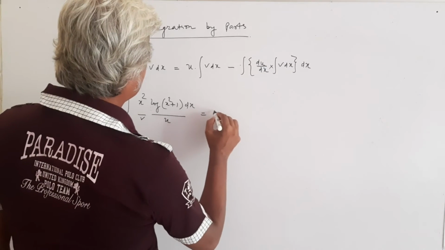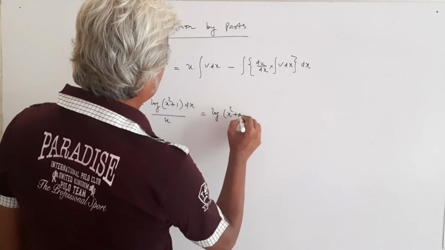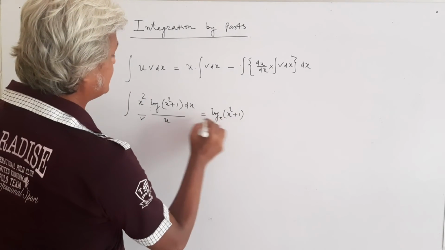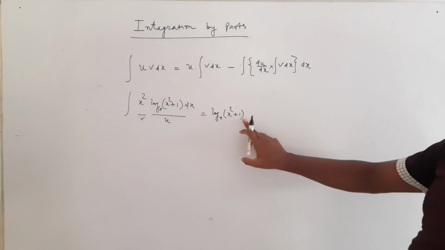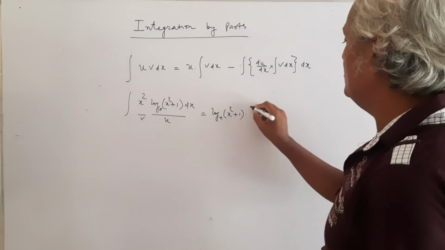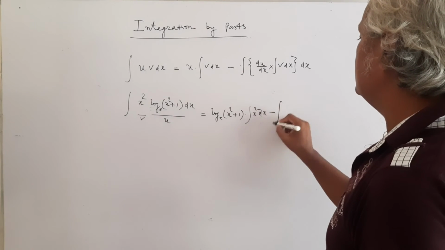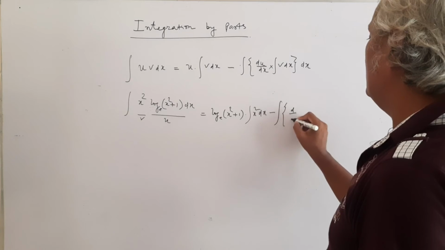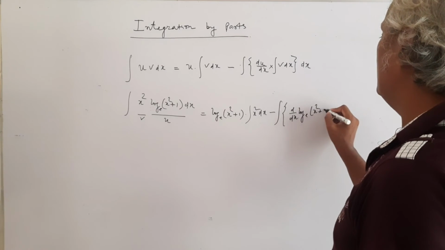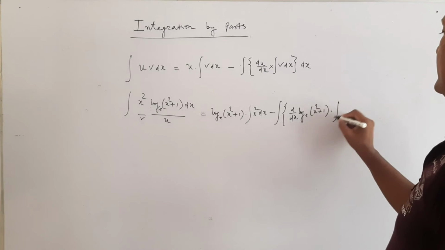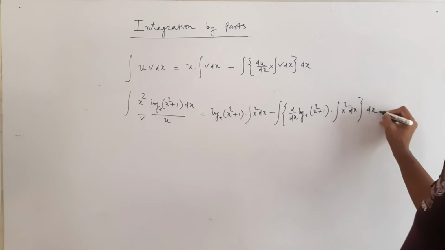So now I'll write log of x square plus 1. I'm not writing the base, however actually the base is e. So the log term, log of x square plus 1 to the base e, unchanged, into the integration of x square dx, minus the curly bracket d over dx of log of x square plus 1, into the integration of x square dx, and this whole should be integrated again.